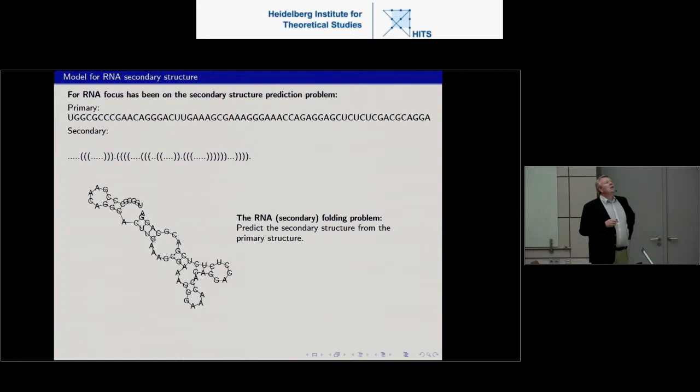Now, secondary here simply means that it can be written in this form. Dot means no hydrogen bond at all, and parentheses mean either opening or closing a hydrogen bond. So if you can write it like this, there will be no hydrogen bonds which, so to speak, cross each other. I'll get back to what this precisely means in a second. But such a thing is called a secondary structure.